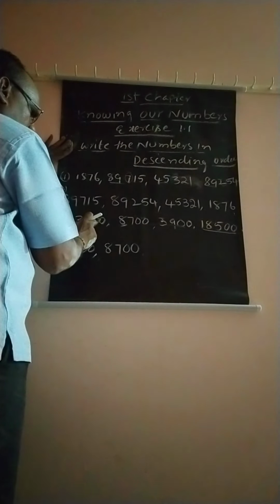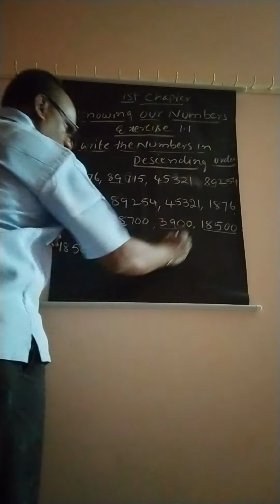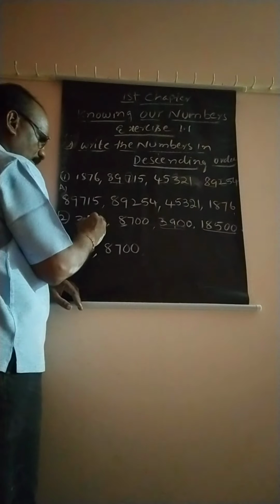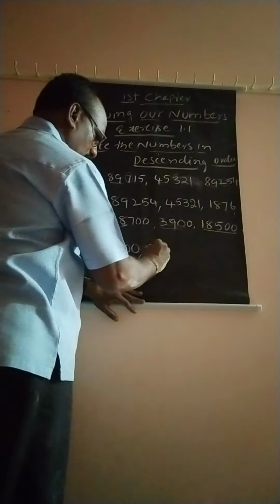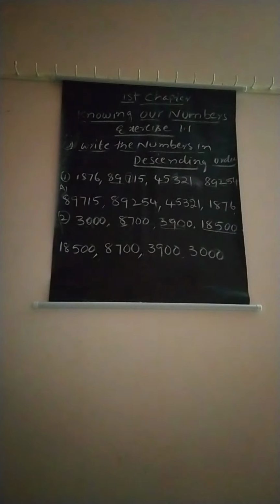One is 3 0 0 and the other is 3 9 0 0. Which one is bigger? 3 9 0 0. Why? Because the first digit is common, and the second digit is 0 here and 9 there. Then 3 9 0 0 and 3 0 0. This is the way to write the descending order of the given numbers.